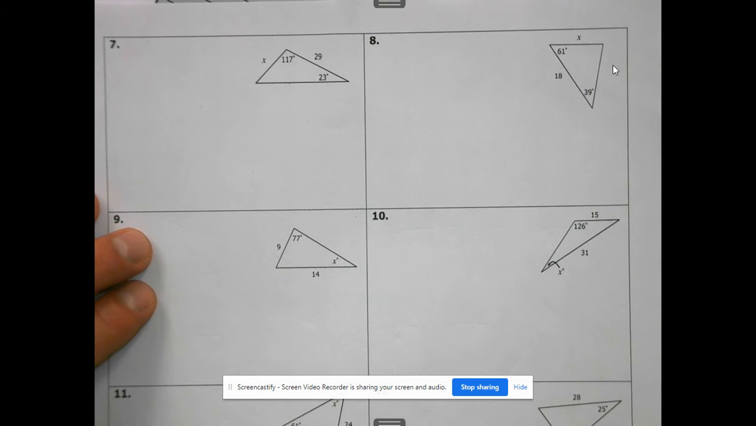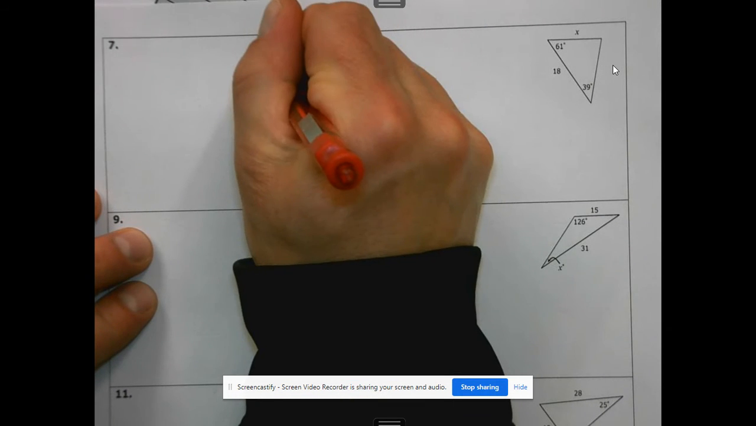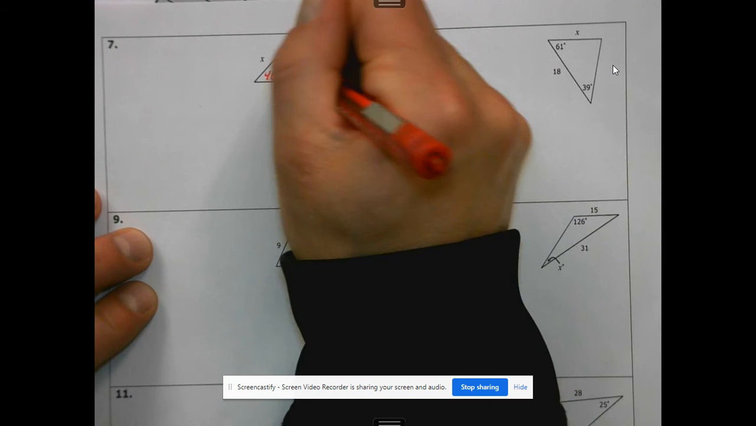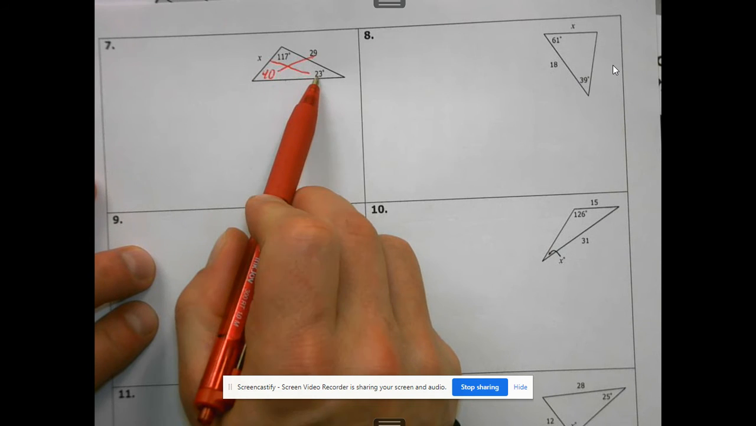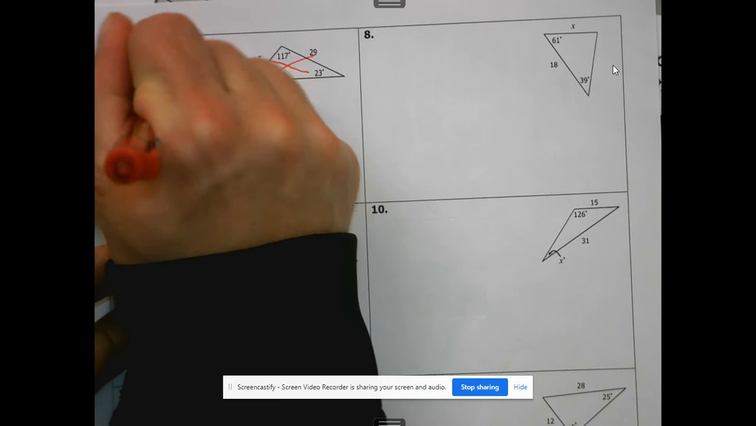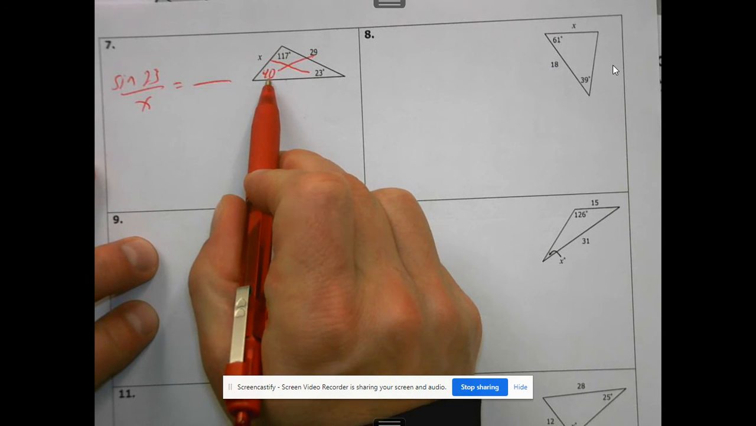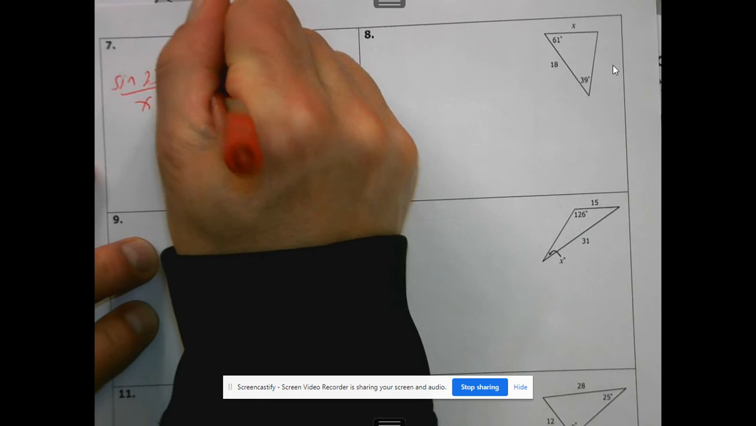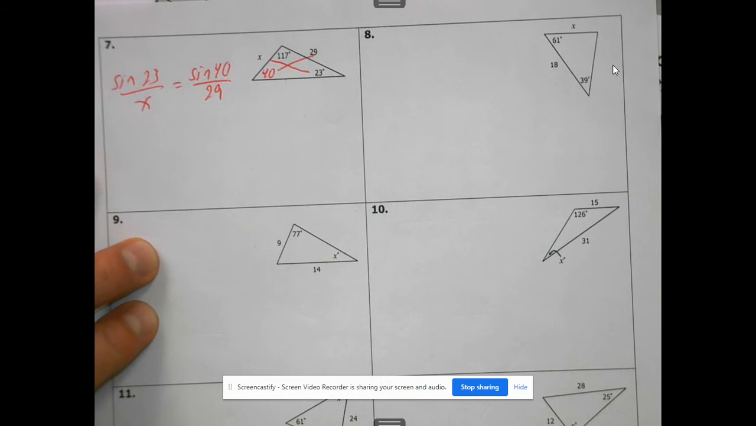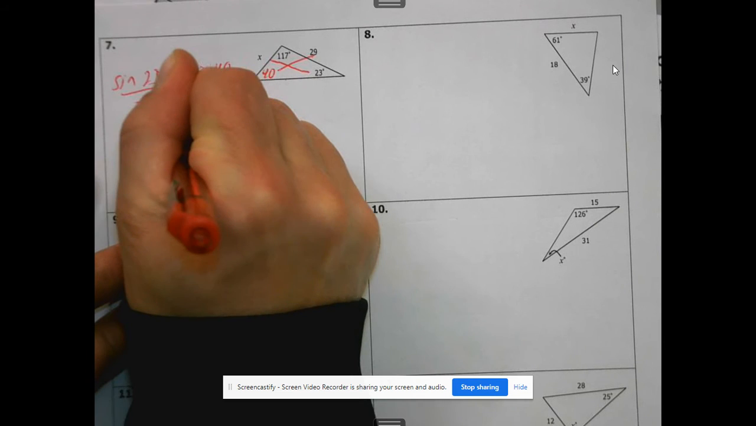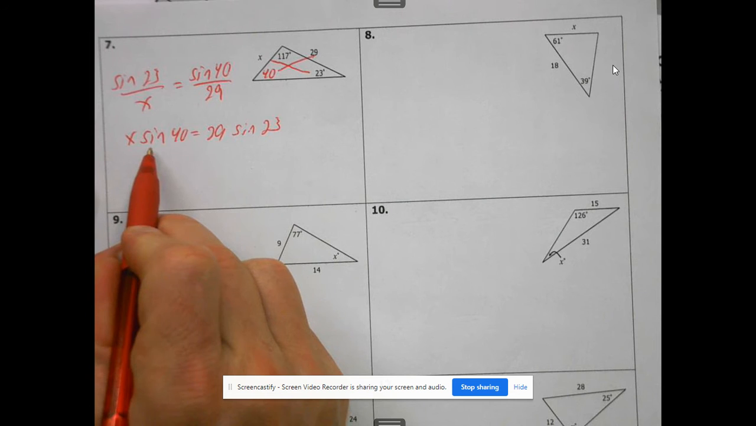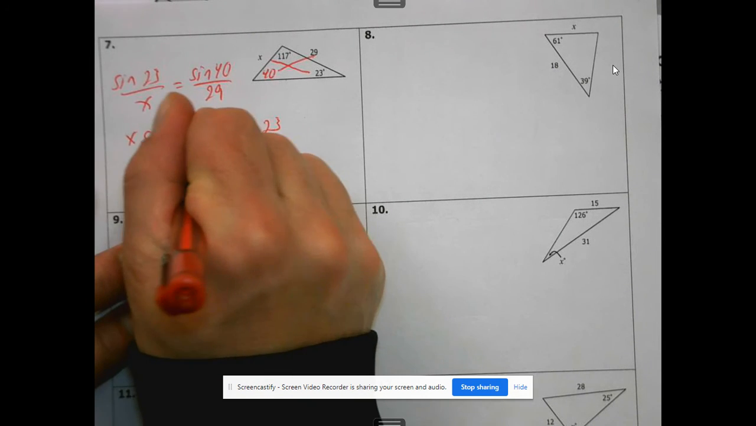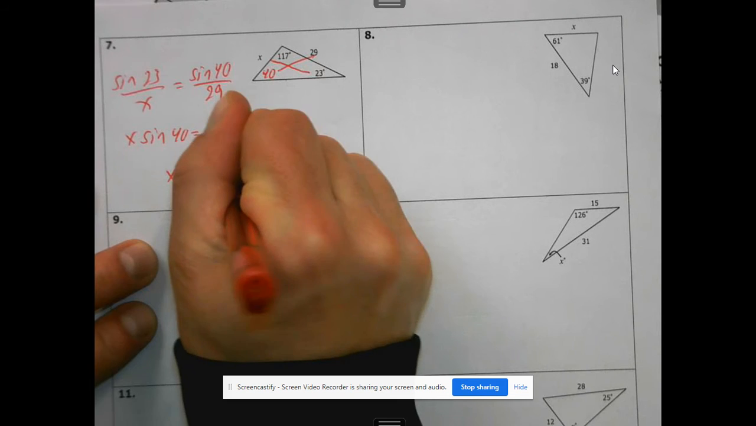All right, number 7, once again, you got to find the missing angle. This comes out to be 40. Those two go together, and then the x and the 23 go together. So we'll have sine 23 over x equals sine 40 over 29. Cross multiply. X times sine 40 equals 29 times sine 23. Divide both sides by sine 40. X comes out to be 17.6 rounded.